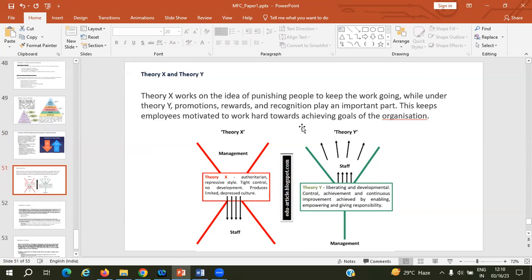Whereas Y is completely opposite. It is more liberal, where staff are able to take their own decisions, more process oriented. So these two are different in that sense. One is authoritative, having more control on the staff. The other is liberal, and the employees are very often involved. So this is called X and Y theory. These 4 theories we discussed, and another couple of theories we will discuss today.